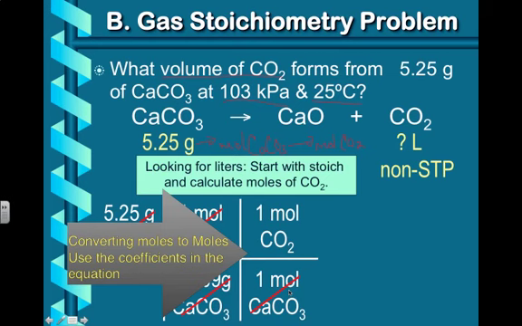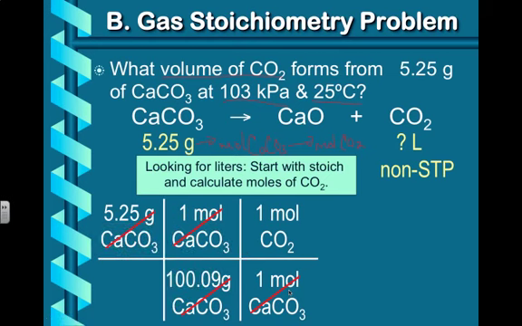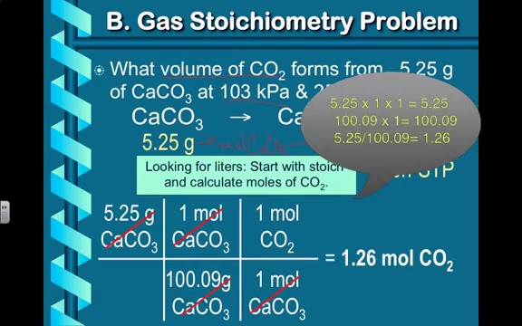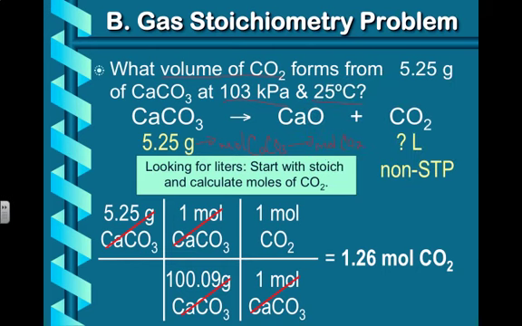All right, so now I do the math. 5.25 divided by 109 is pretty much my arithmetic here. So I get 1.26 moles of carbon dioxide. So now I have my moles of carbon dioxide, I have my pressure, I have my temperature. Now I can use the ideal gas law. So now let's go to the next step.